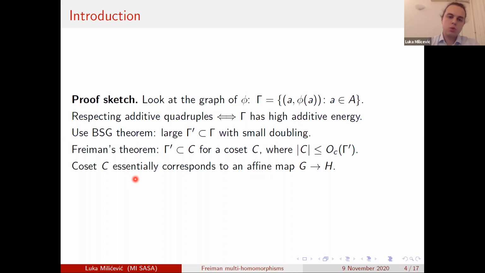So the reason why I mention all this is that there is a very close connection between Freiman's theorem and this variant of Freiman's theorem for maps that respect many additive quadruples. So basically you can see them almost as the same theorem. That means it makes sense to study Freiman homomorphisms and to try to generalize this notion to higher dimensions. And that's exactly what I'm going to be talking about next.